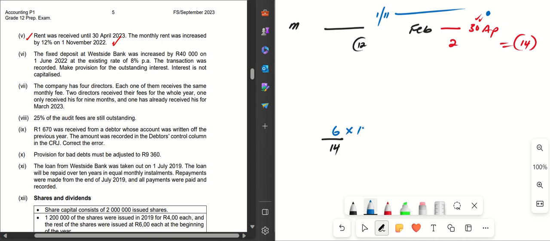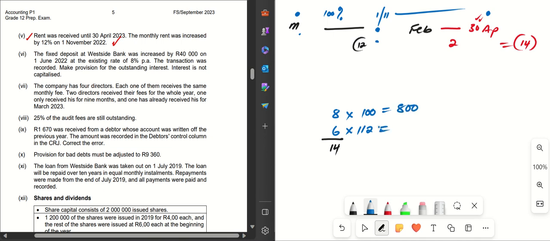Rent was 112. But for these months, from March until the end of October, rent was 100% here. And these months, if you count from March until the end of October, you're going to get 8 months. So it's going to be 8 months. For these 8 months, it was 100%. That is going to give you 800.